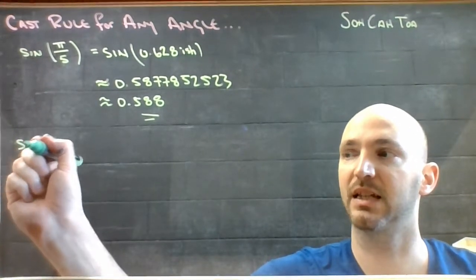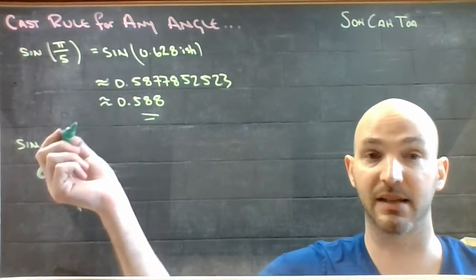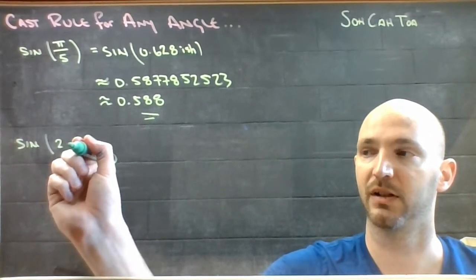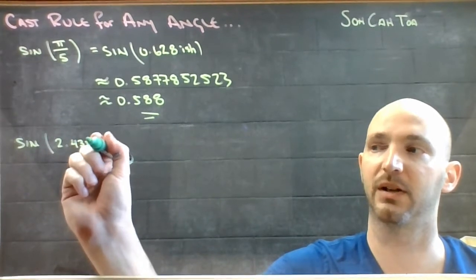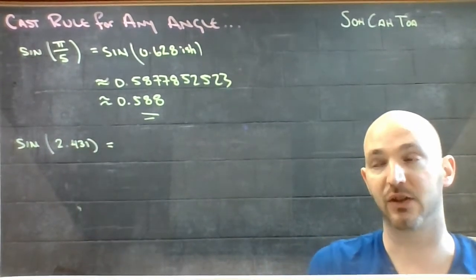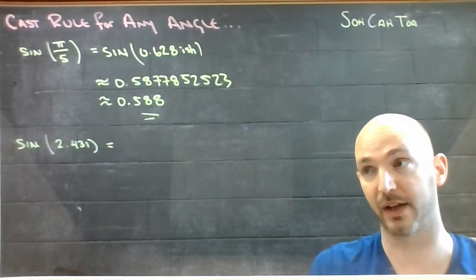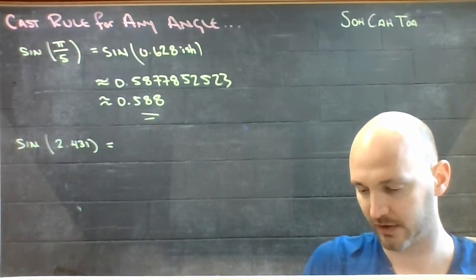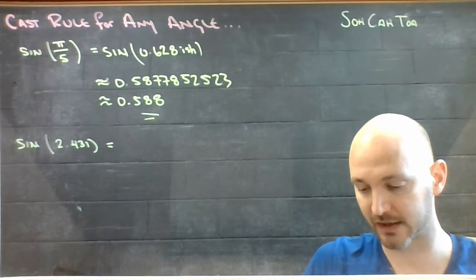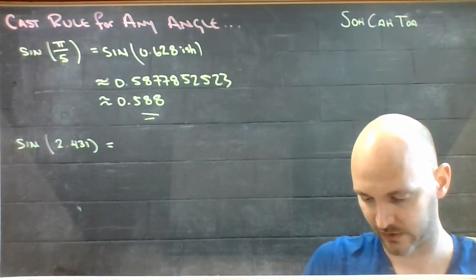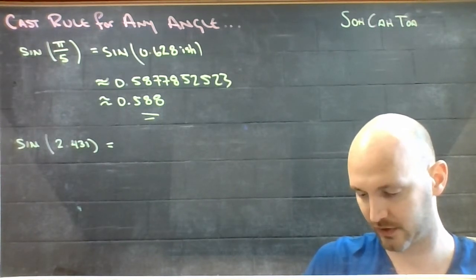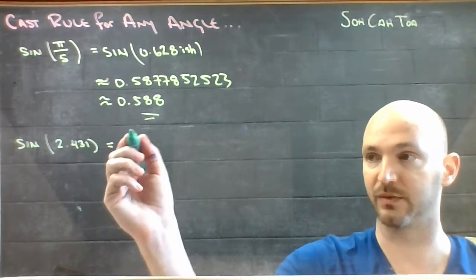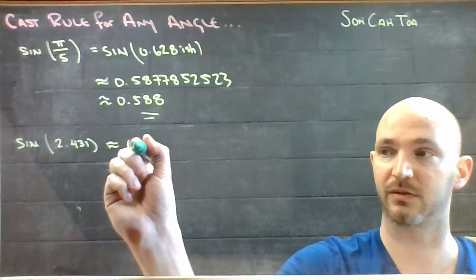You might even see something in radians that doesn't look like a fraction of pi. Right? You might see sine of 2.431. Well, if you see that, you just have to make sure your calculator's in radians, type in 2.431, and then you take the sine ratio of that. So sine of 2.431 is 0.652-ish.